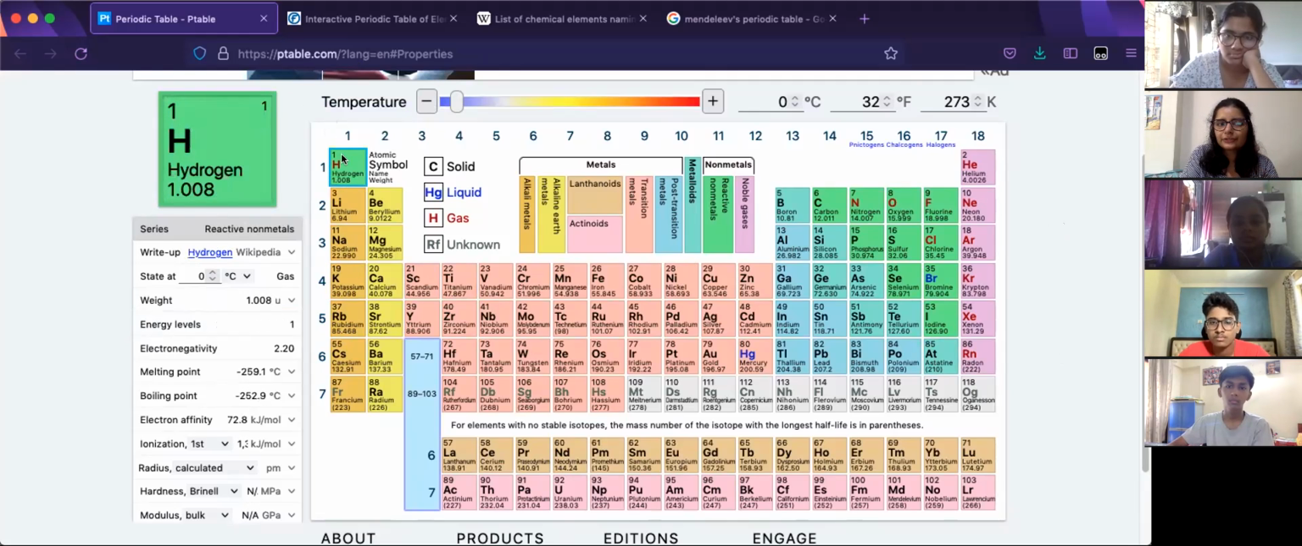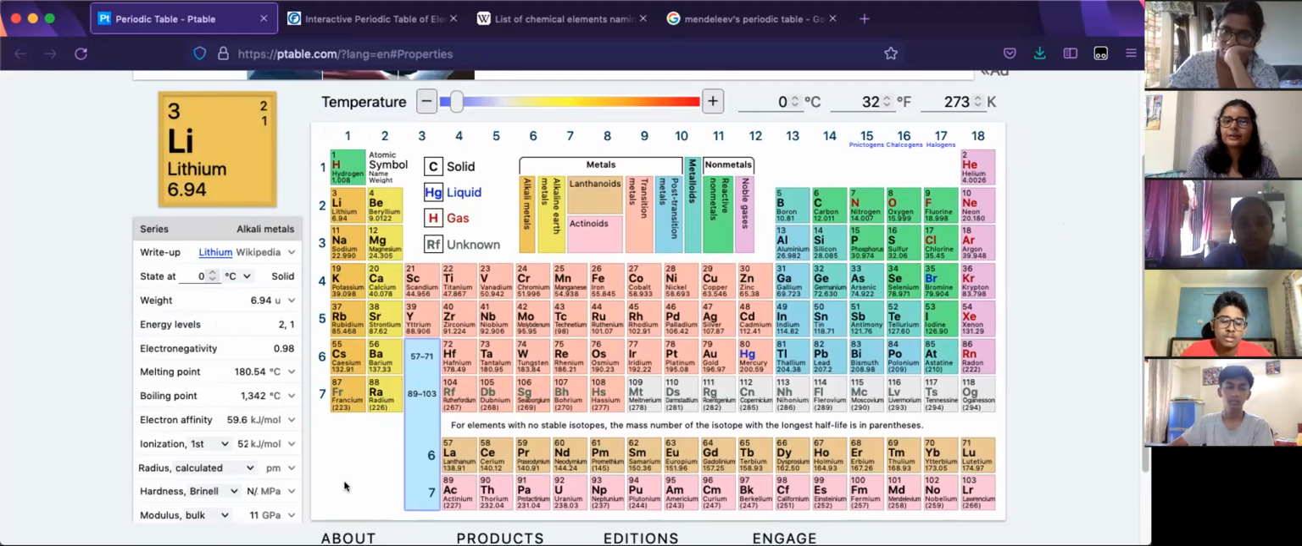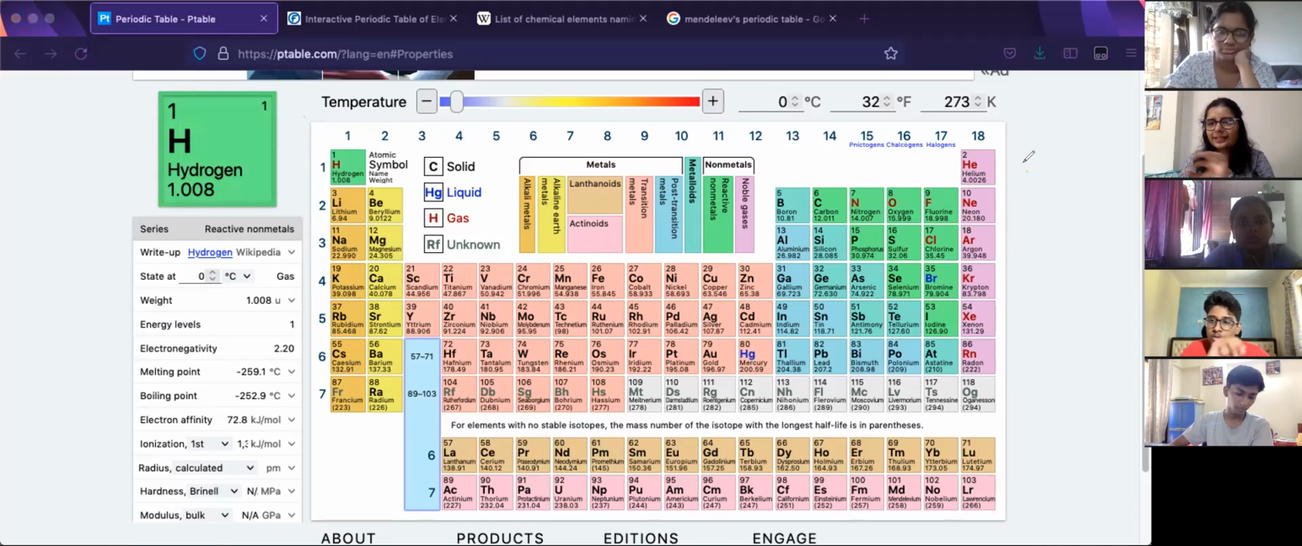But what's the first thing that you guys observe? So this is in tabular format, right? Table means it's going to have rows and columns. So how many rows are there? What are they called? How many columns are there? What are they called? The rows are called groups, which are 1 to 18. And rows, wait, rows are horizontal. So are they called groups or periods? Groups. And then the columns, 18 groups and 7 periods. Rows are groups only.